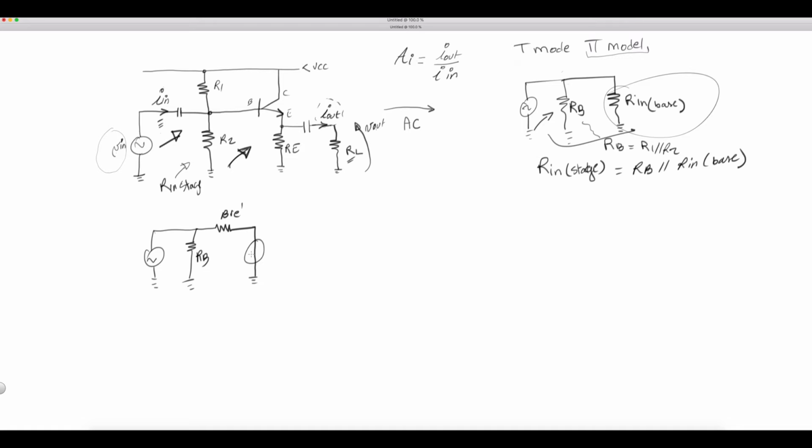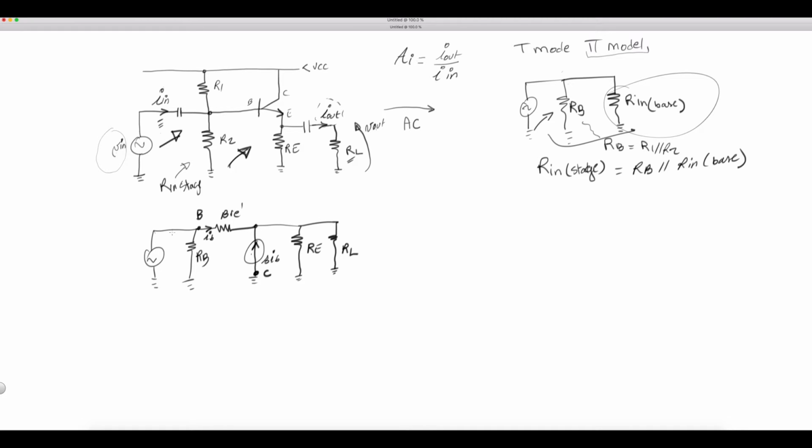Then the current source right here will be pointing up towards the collector. This here is the base. And I'm sorry, the collector will be right here. The collector is at ground. And this here will be beta IB. And we know the current going through here is IB. And we also have RE and RL right here.